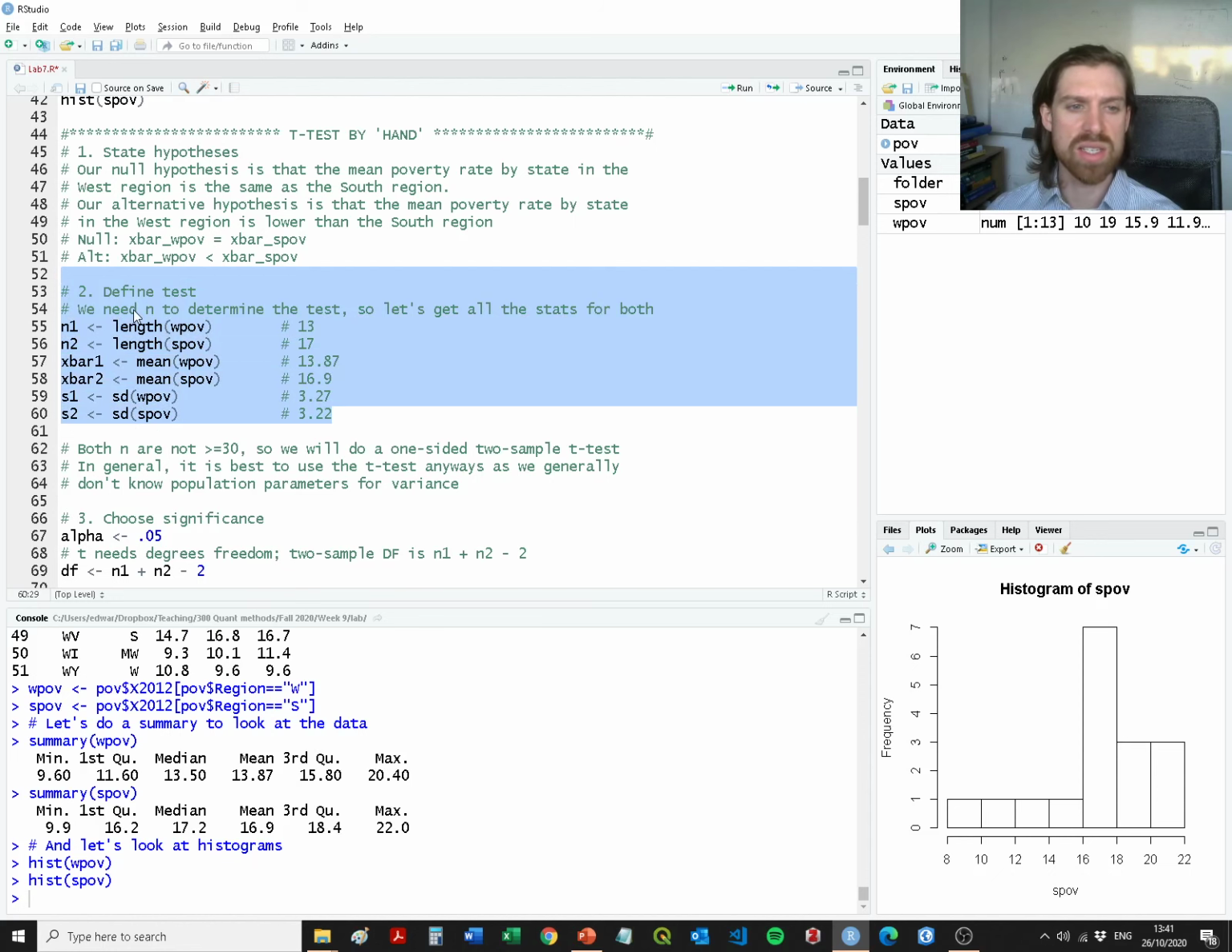So we need the number of samples to determine the test, and let's get all the stats that are required. We have these vectors already for the West and the South. All we're doing here to obtain the number of samples is using the length call. So it's just looking at how long the vector is. It's saying, how many individual entries do you have?